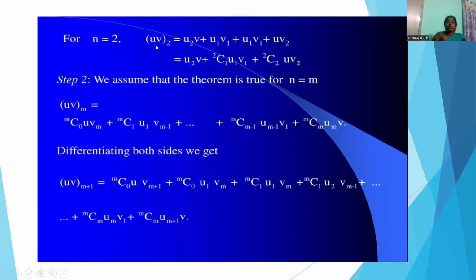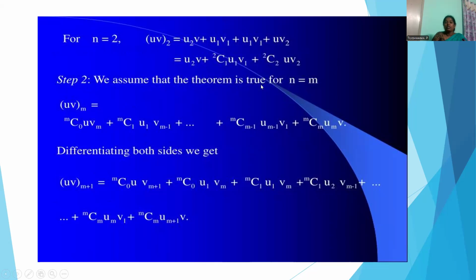If n is equal to 2, that is we differentiate again, the second derivative of uv is equal to u2v plus u1v1 plus u1v1 plus uv2. We get u2v, and adding here we have u1v1 plus u1v1, that is 2 times u1v1. We write this as 2c1 u1v1. The last term can be written as 2c2 uv2.